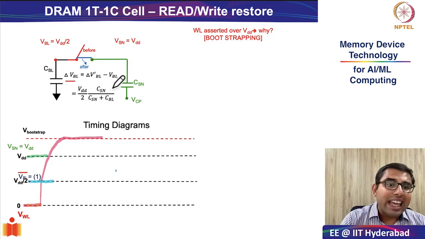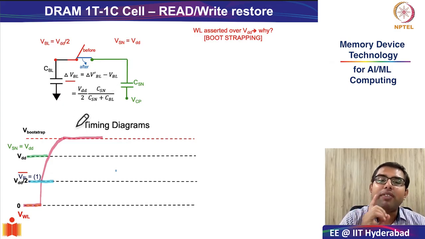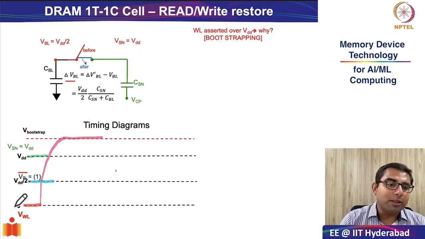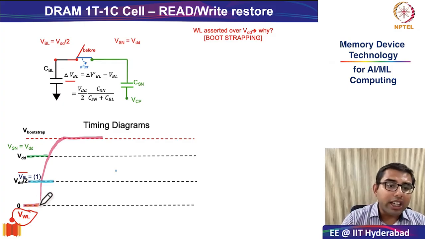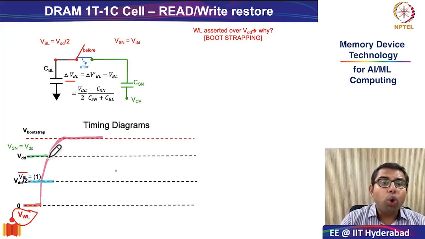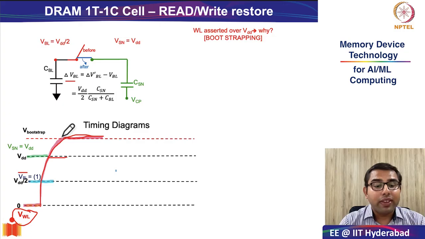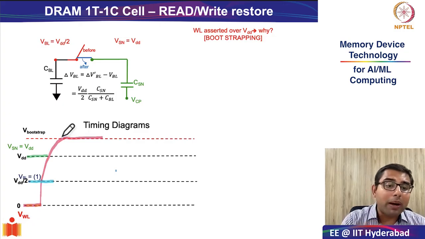However, in these timing diagrams we see something very curious. Remember, the word line is connected to the gate of the access transistor. The voltage of the word line in the SRAM cell generally goes from 0 to VDD to turn on the access transistor. But in this case, as you can see from the red marking, the voltage that you are applying on the word line is actually slightly more than VDD.